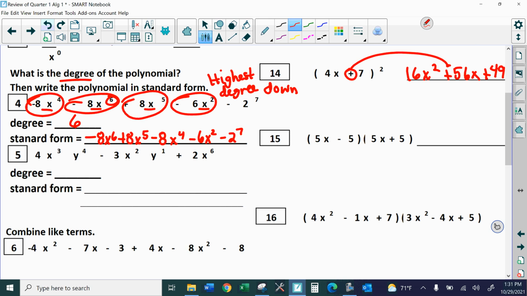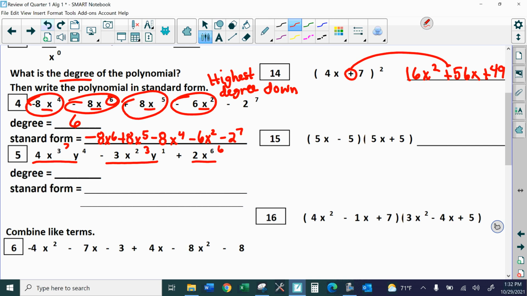Number 5, the degree. Now, if I have more than one variable, I have to add up all the exponents on the variables to find the degree. Notice here, I have a 3 and a 4. That's a total of 7 for that term. 2 plus 1 is a total of 3 for that term, and 6 for that term.